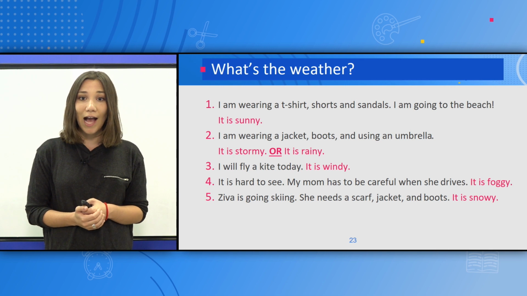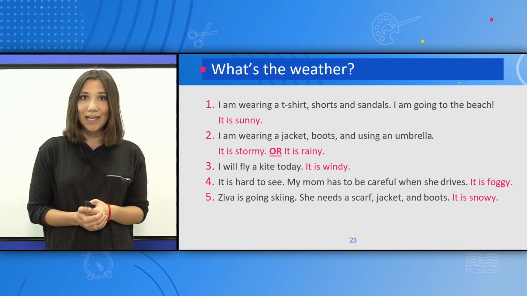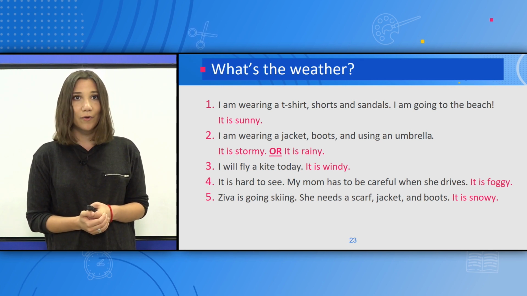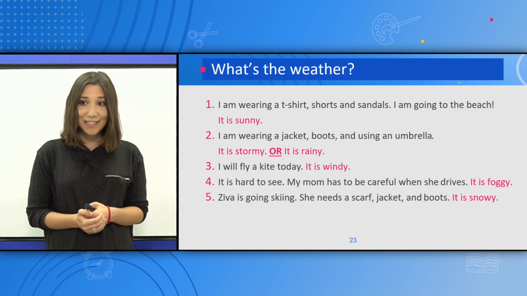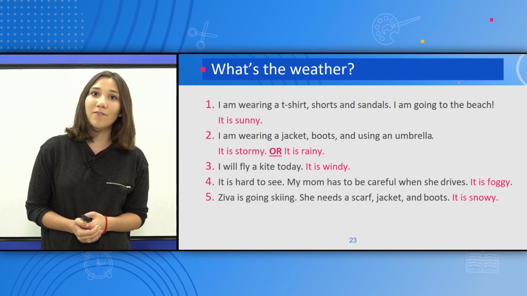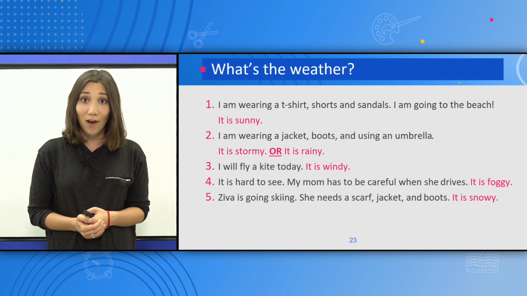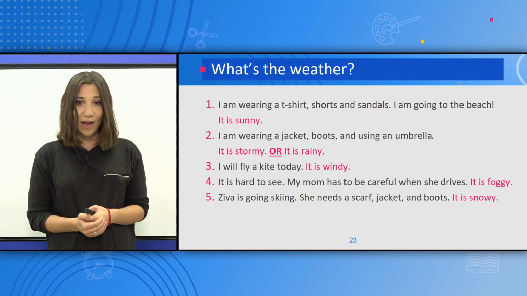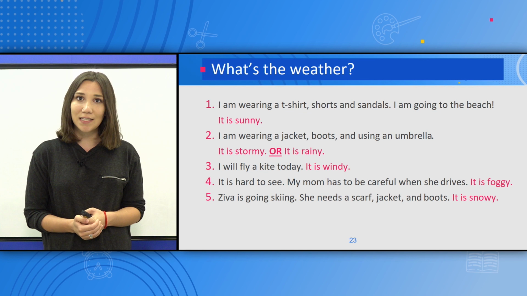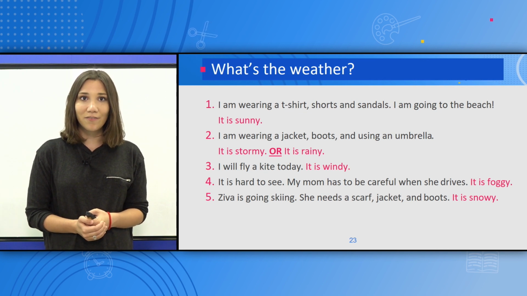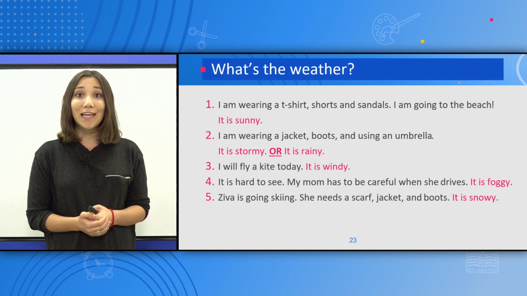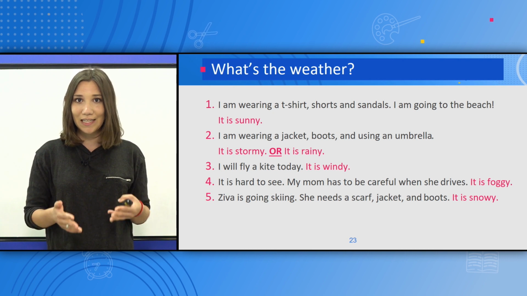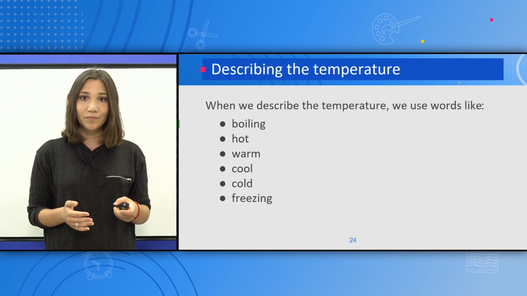Number 3, I will fly a kite today. It is windy. Number 4, it is hard to see. My mom has to be careful while she's driving. It's foggy. And number 5, Ziva is going skiing. She needs a scarf, jacket, and boots. It is snowy. You go skiing in the snow.